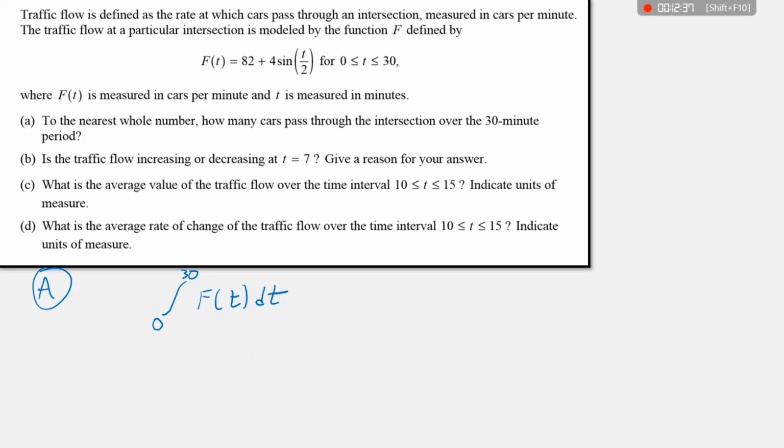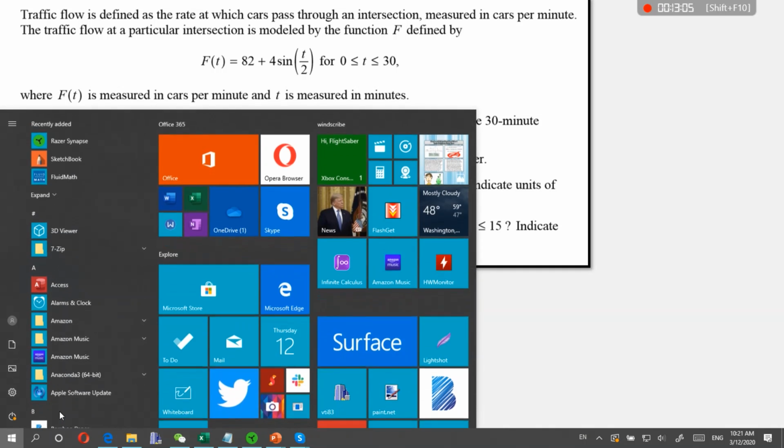So I'm going to integrate from 0 to 30 of 82 plus 4 sine t over 2 dt. Let me check really quick. I believe this is the first question, but I actually didn't write that down. Question 1, yes. So this is with the calculator, so I am expected to do this in the calculator.